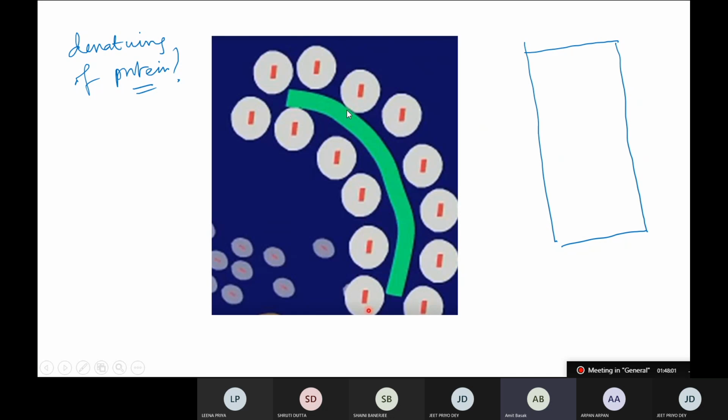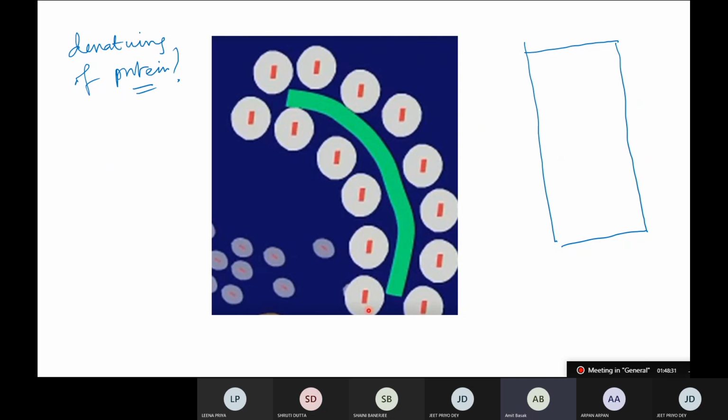Some proteins you can get back to the original native form, but for many proteins it is not possible. Like egg white, if you boil it, it becomes white and solid. Can you get it back to the original egg white? Not possible, because the protein is totally denatured and it is irreversible.